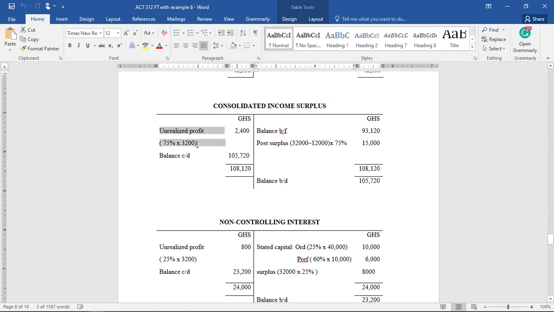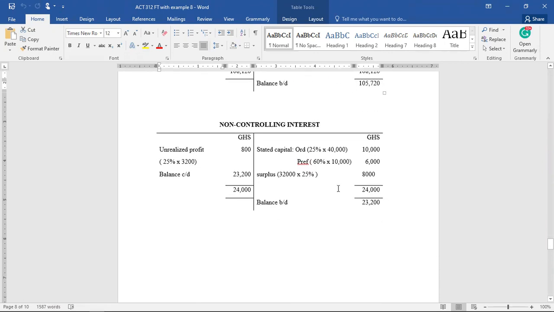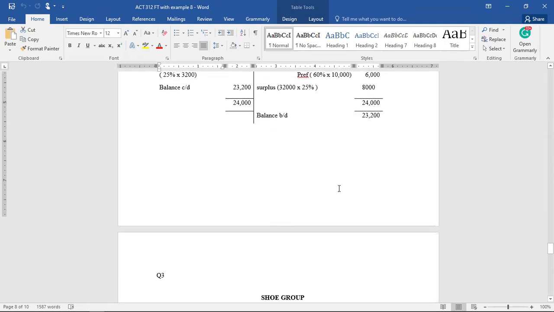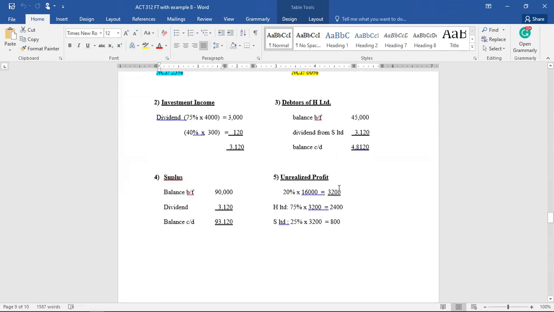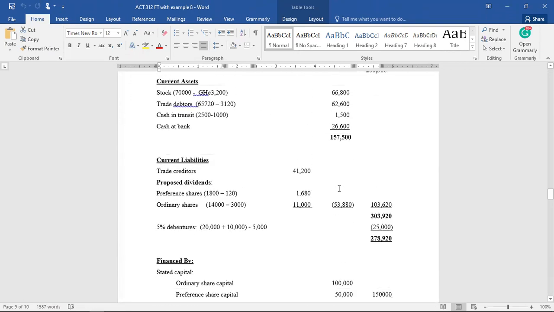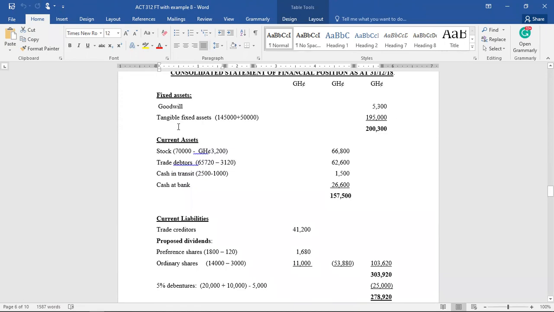So you share it to them in the ratio of the percentage holding. This is how your income is supposed to look like. This is how your non-controlling interest account will look like. And based on that, you prepare your consolidated balance sheet: goodwill, tangible assets, stock, trade debtors, cash in transit, cash at bank, in that order.